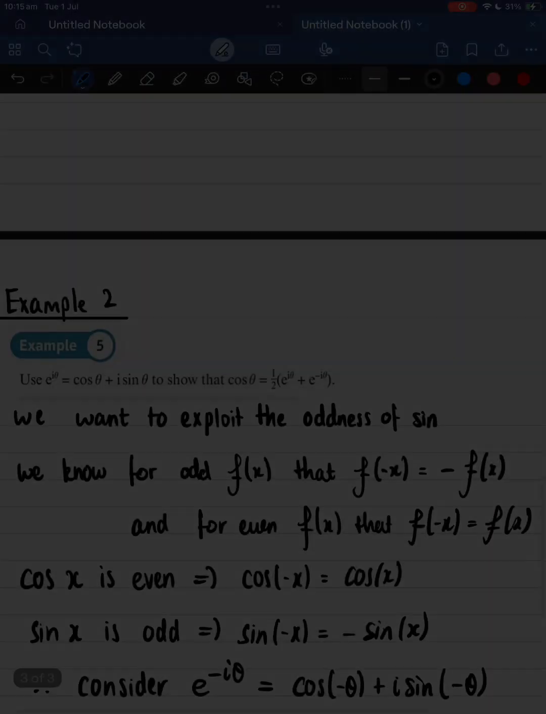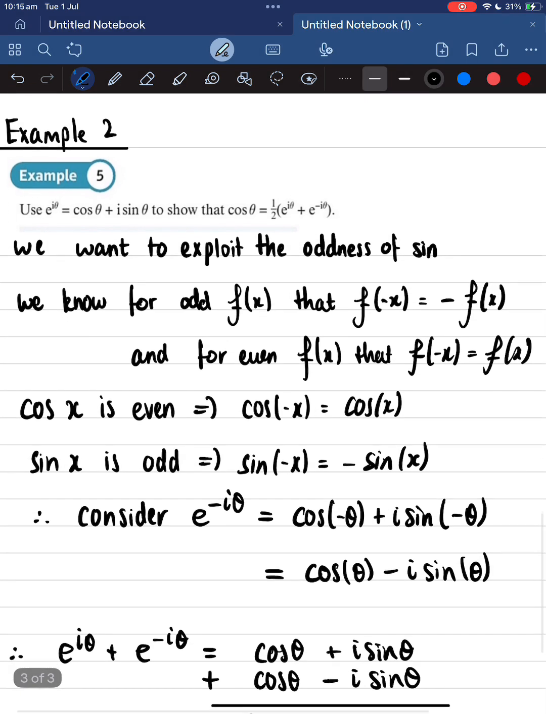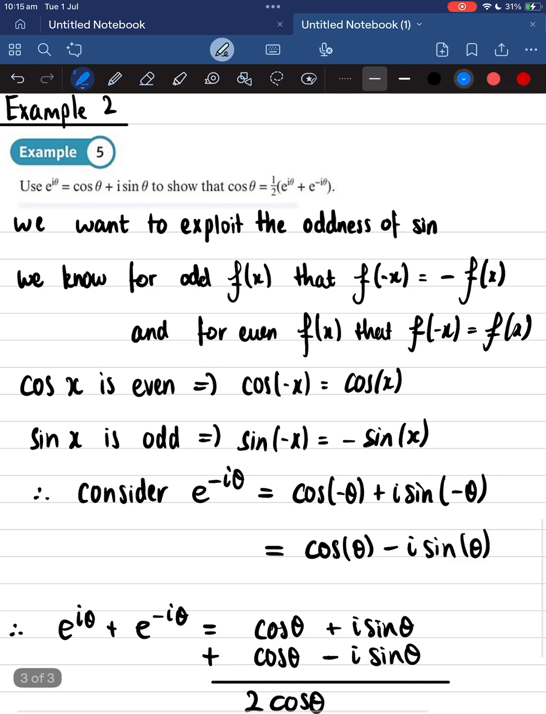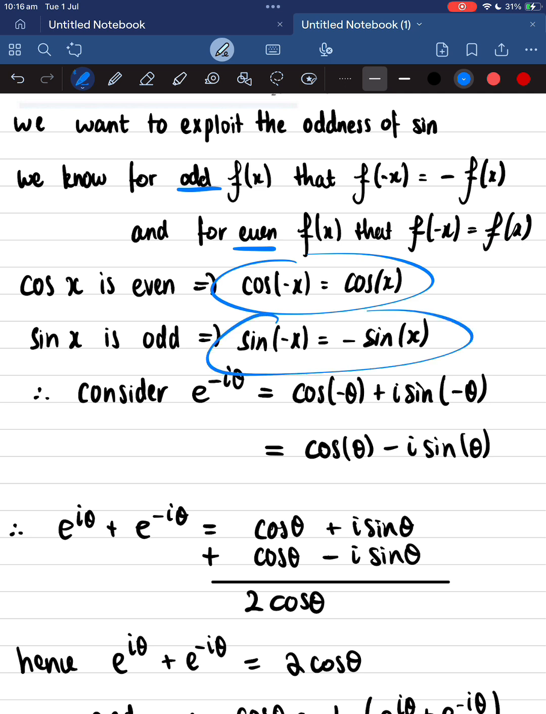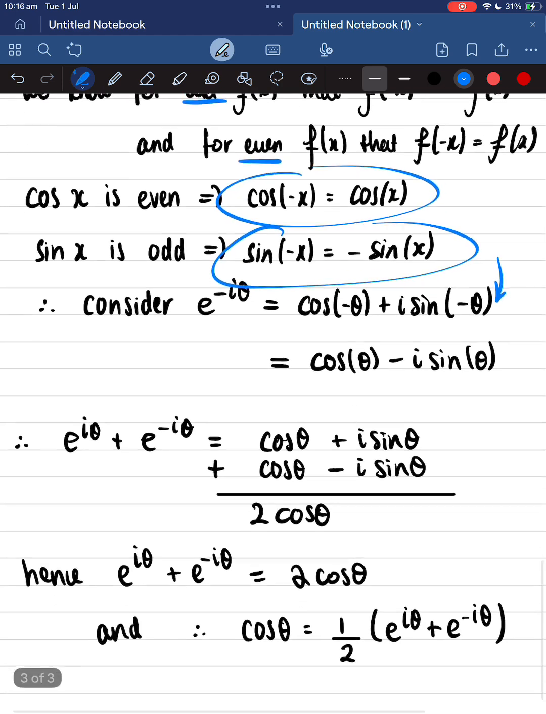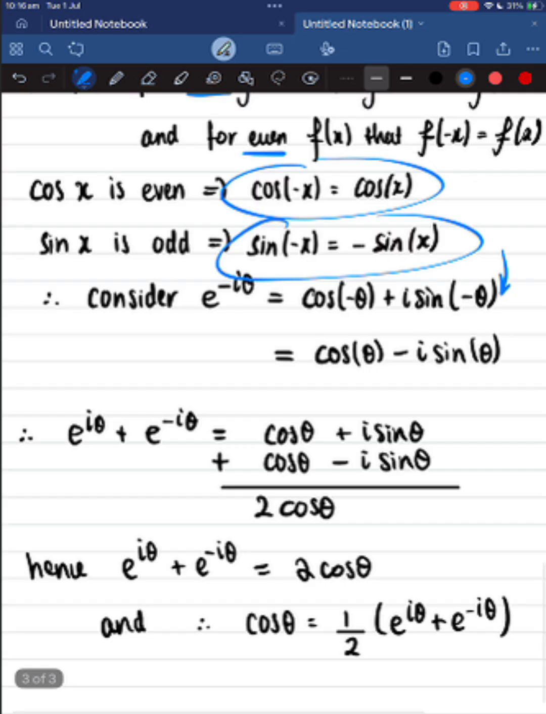Carrying on with example 2 now. We're going to exploit the fact that cosine and sine are even and odd functions. So we know that for an odd function, we get f of minus x is minus f of x, and for even functions, f of minus x is f of x. So for cosine, we get that cosine of minus x is cosine x purely because it's an even function. And then for sine of x, we get minus sine x for sine of minus x.